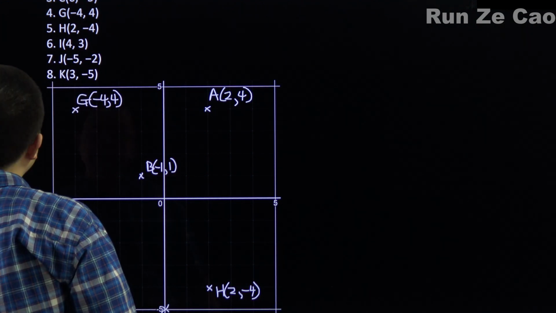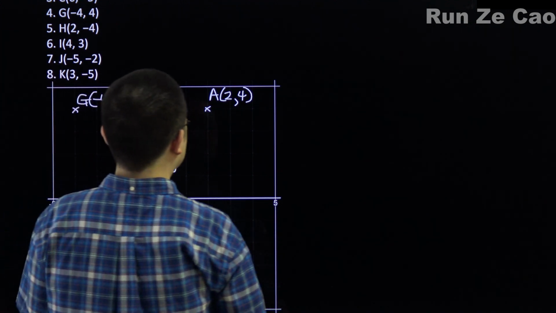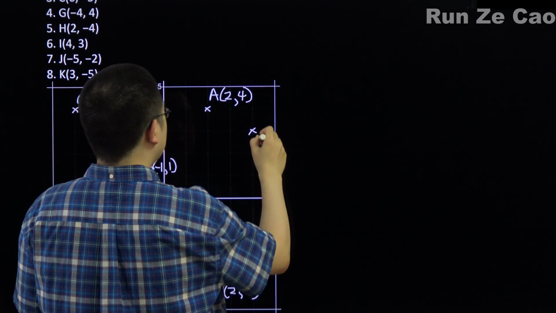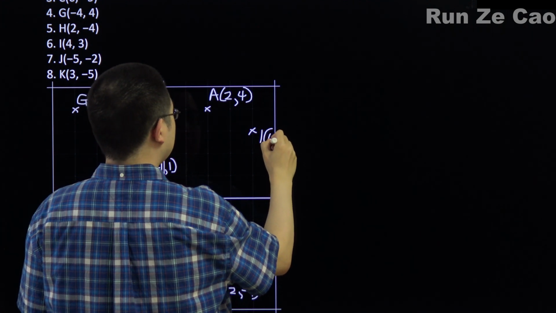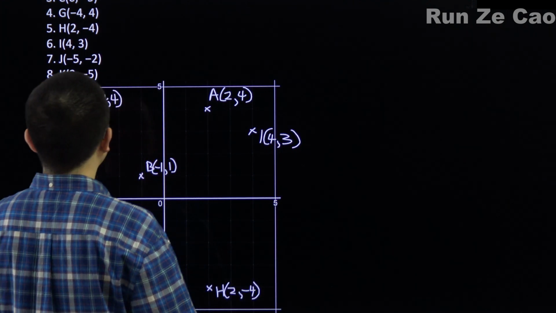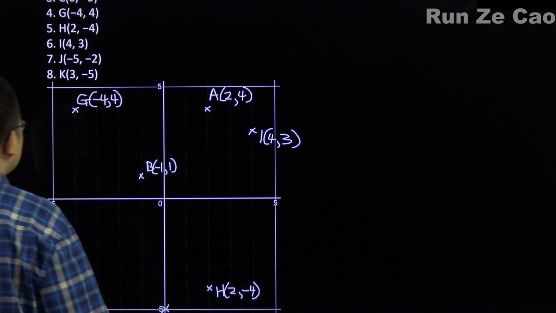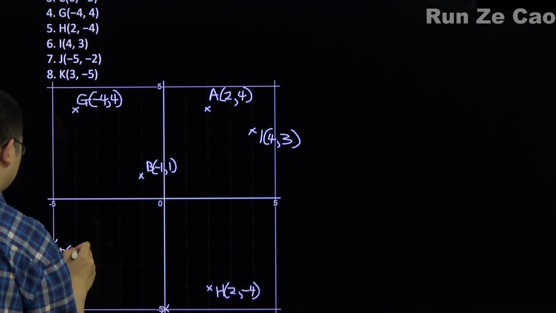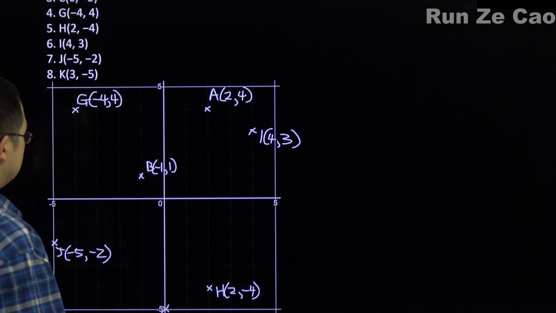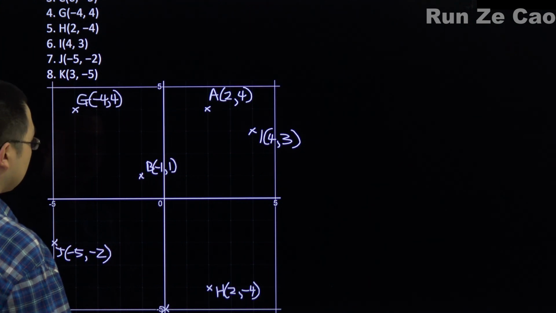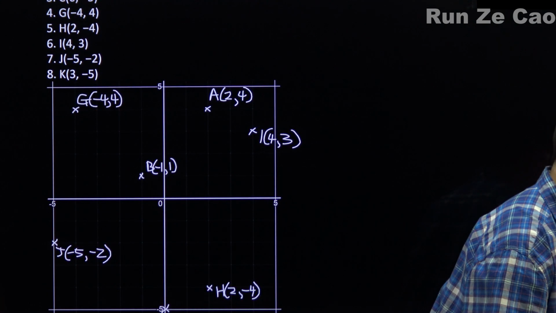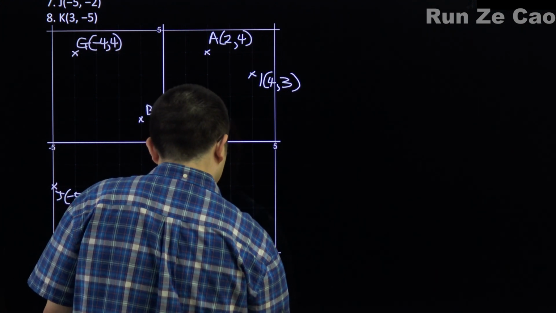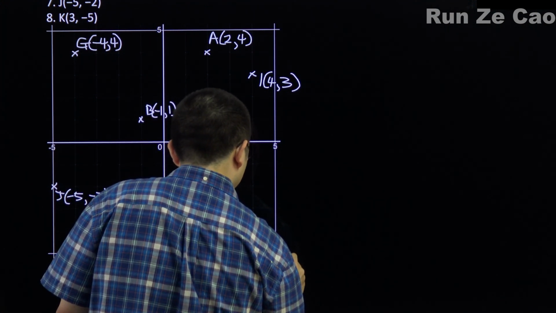Okay then, I is at 4, 3. It's pretty unusual to actually see I being used. 1, 2, 3, 4 along the x and 3 along the y, because usually I doesn't get used that much in math, just because it looks like a 1 depending on how you write. J is at negative 5, negative 2, so J is over here. Negative 5, negative 2. And K is at 3, negative 5. So positive 3 on the x, and then negative 5. That puts us down here. K is 3, negative 5.